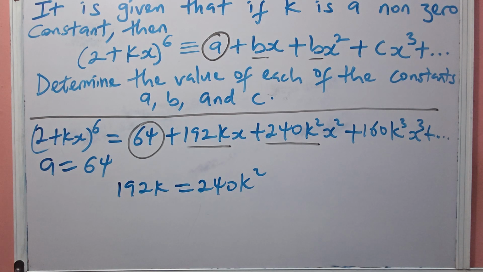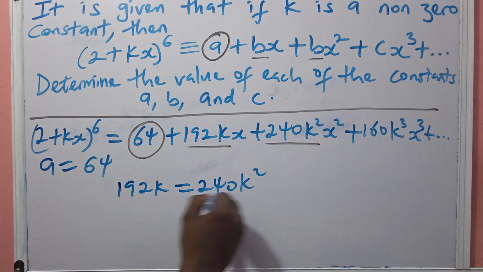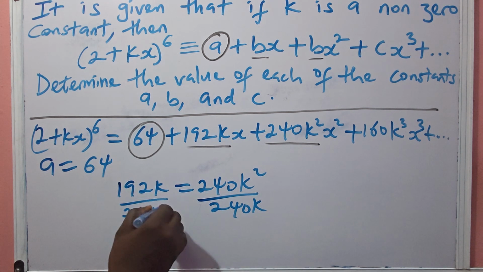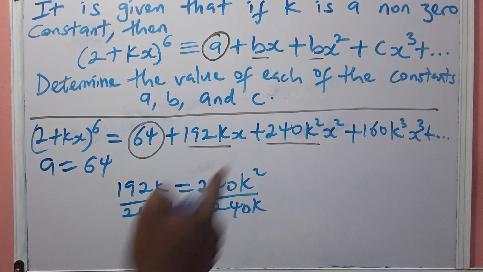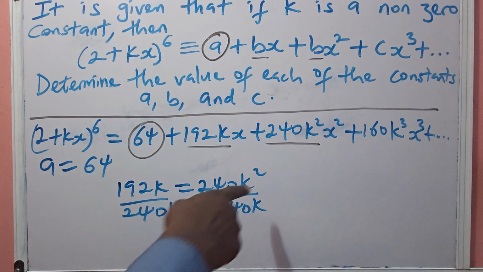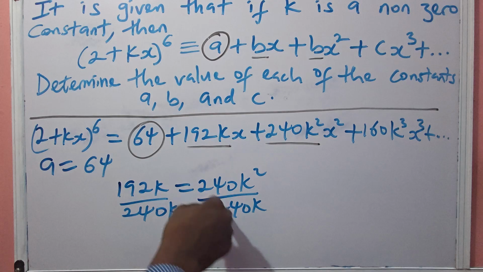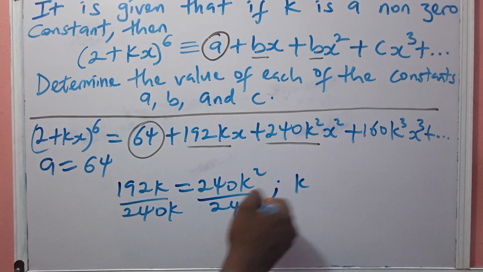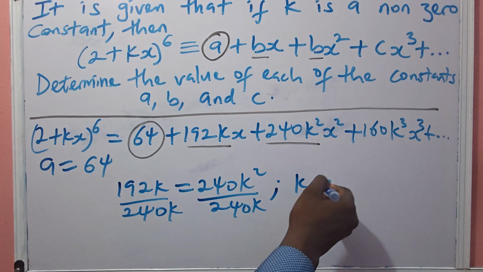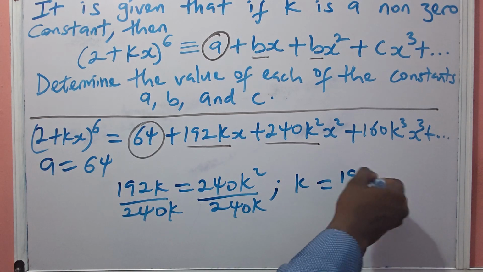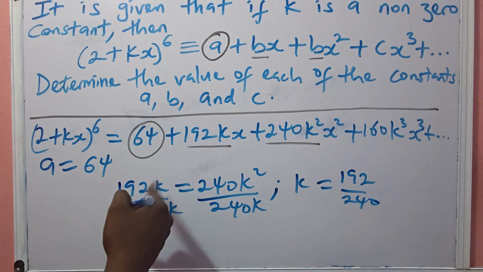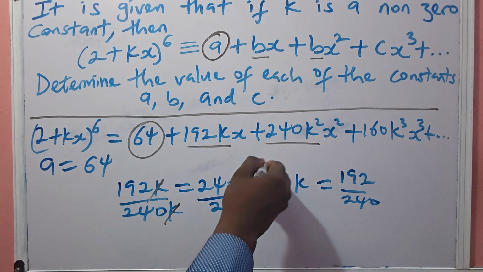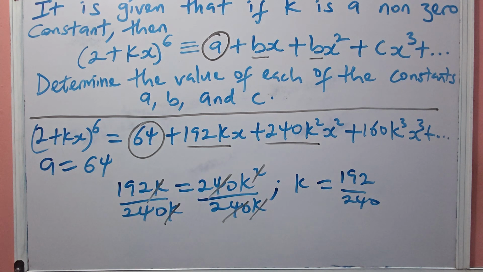Looking at what we have here, we can go on to divide both sides by 240k. Of course, because we can see that we have the square of k here. So you divide by 240k, and of course you'll be left with your k value here. So your k value is all that will be left on the right hand side, and that will be equal to 192 over 240, because k will cancel k also. All right, and this k here will cancel one of these, and 240 cancels this.